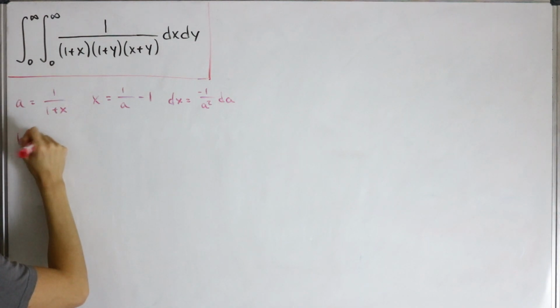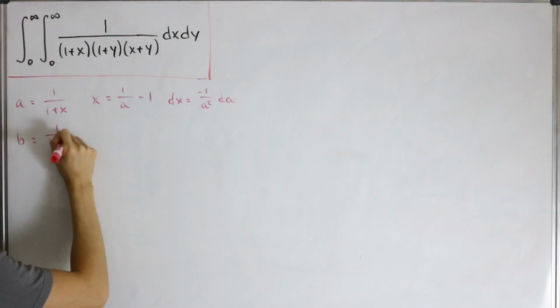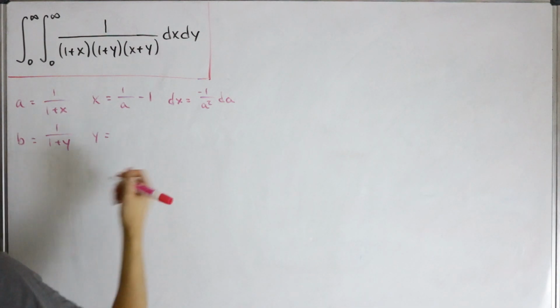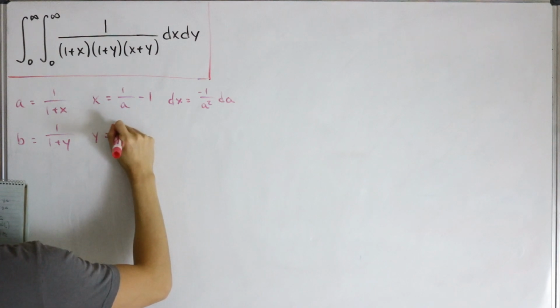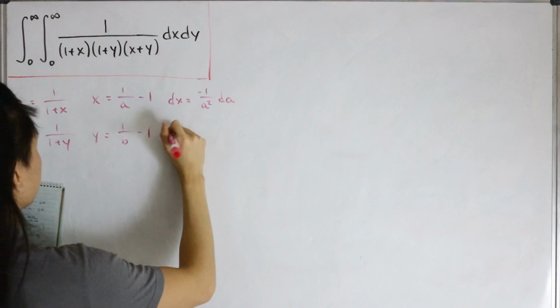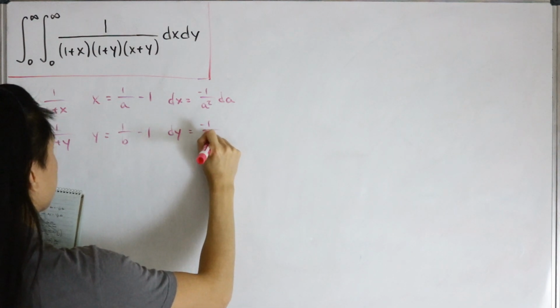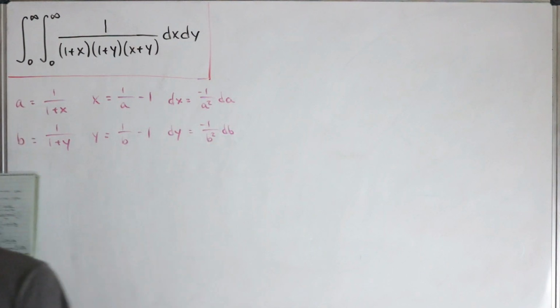We can do the same thing here. We let b be 1 divided by 1 plus y. If I solve for y on its own, it's the same argument as above: 1 divided by b, minus 1. Differentiating both sides, dy is going to equal negative 1 divided by b squared, db.